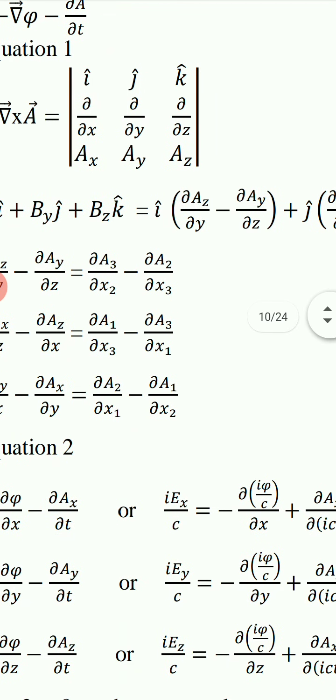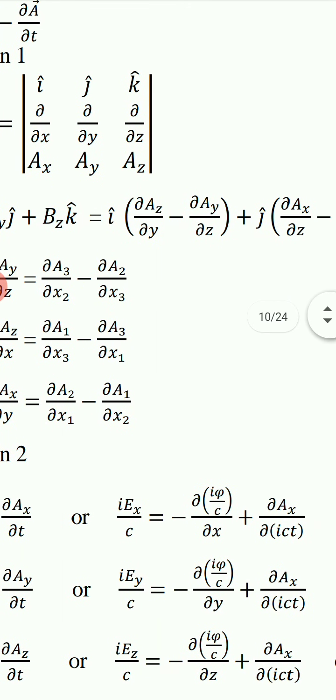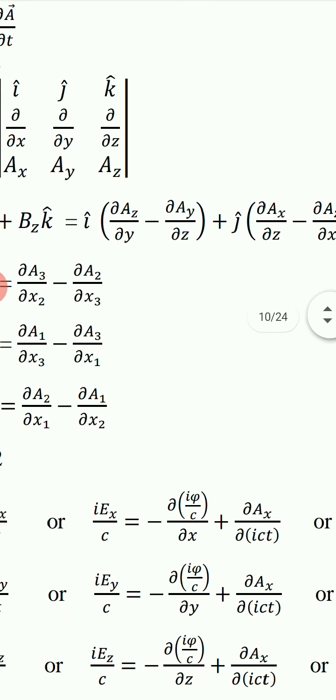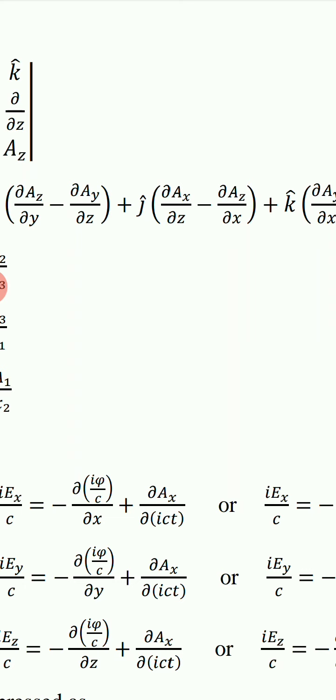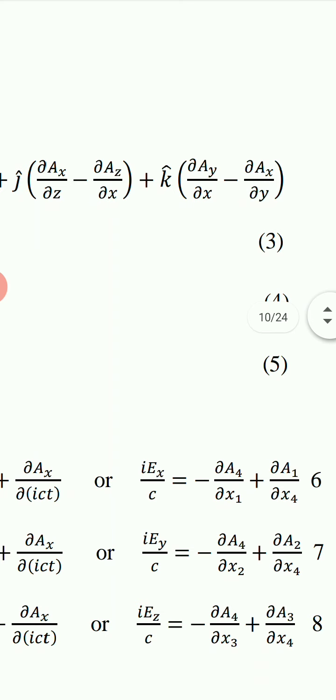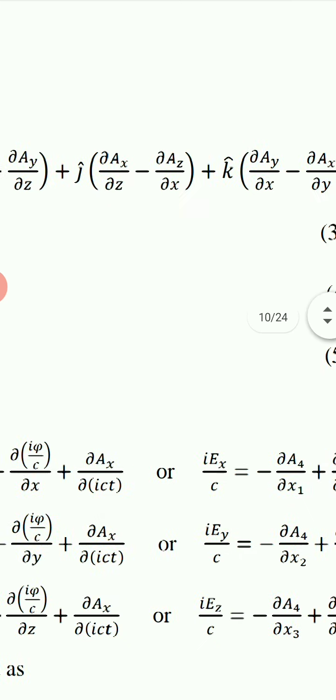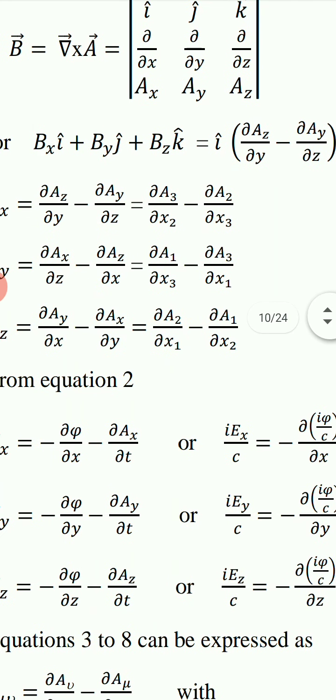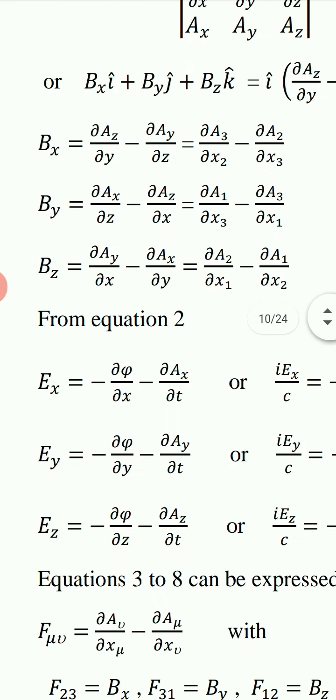And in the right hand side, we simplify this determinant and get i cap delta Az upon delta y minus delta Ay upon delta z plus j cap delta Ax upon delta z minus delta Az upon delta x plus k cap delta Ay upon delta x minus delta Ax upon delta y. Now, by comparing the coefficients of i cap, j cap and k cap, we get these three equations.